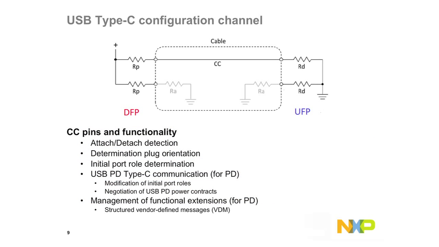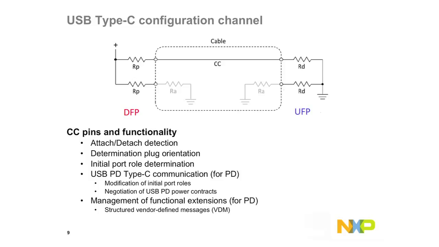Real quick look at the CC channel. One obvious question that will come to mind is, if both sides could be power provider and receiver in general, and if both sides are Type-C, how do you determine who is going to be the provider and who is going to be the consumer from a power standpoint, right?